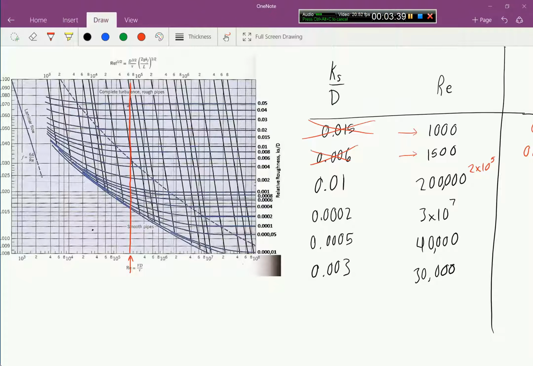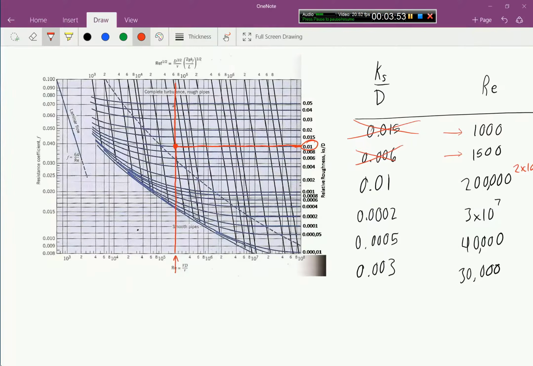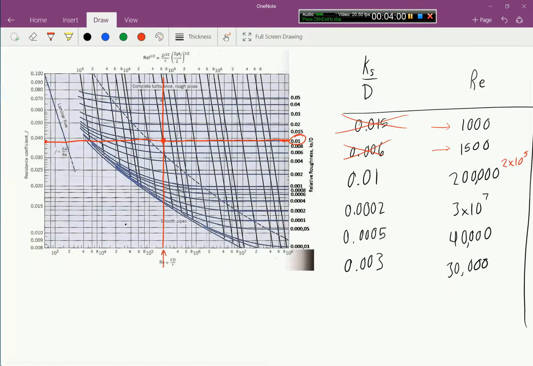Now we need to find 0.01 on the Ks over D scale, which is right here, and that's this line here. So we're just going to read that straight across until we come in contact with our line, which is right there, and then we just read that straight across to the F scale, which again is somewhere around 0.038.